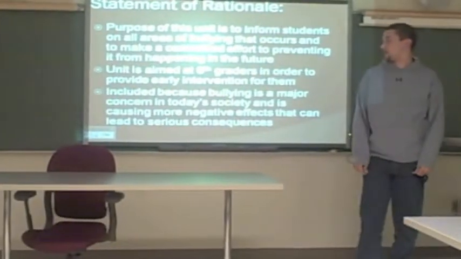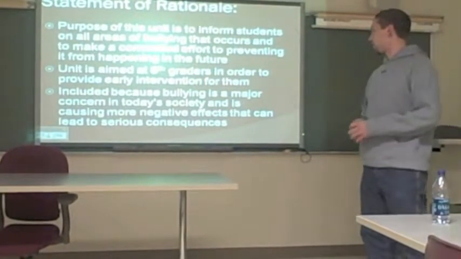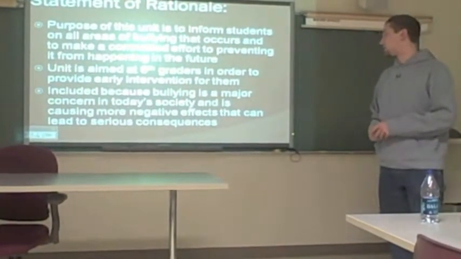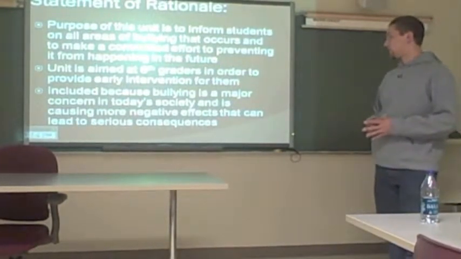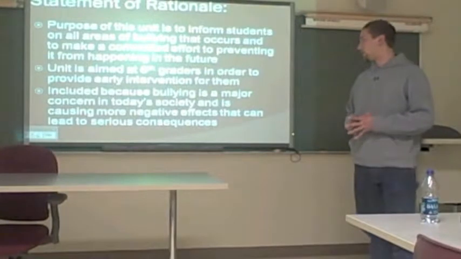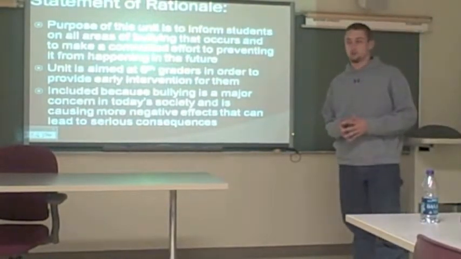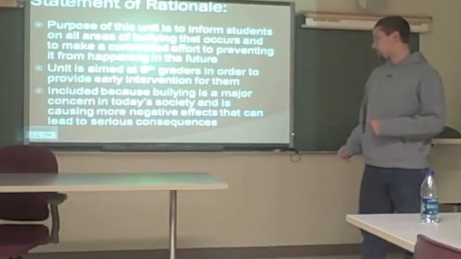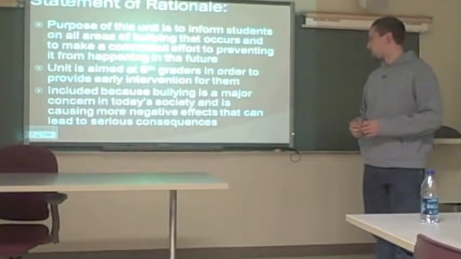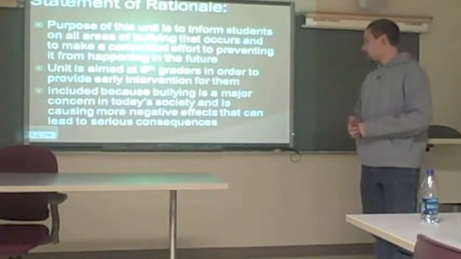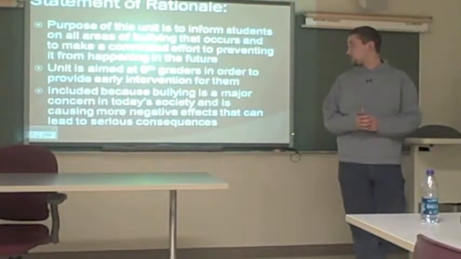So the rationale for our entire unit was: the purpose of this unit is to inform students on all areas of bullying that occurs and to make a committed effort to preventing it from happening in the future. The unit is aimed at 6th graders in order to provide early intervention for them. We discussed what grade we really wanted to focus on, and we thought as early as possible would be best. It's included because bullying is a major concern in today's society and is causing more negative effects that can lead to serious consequences.